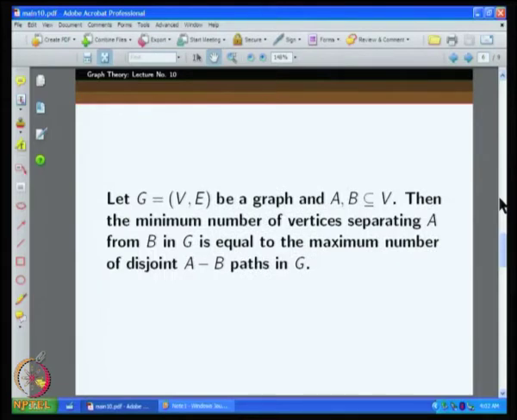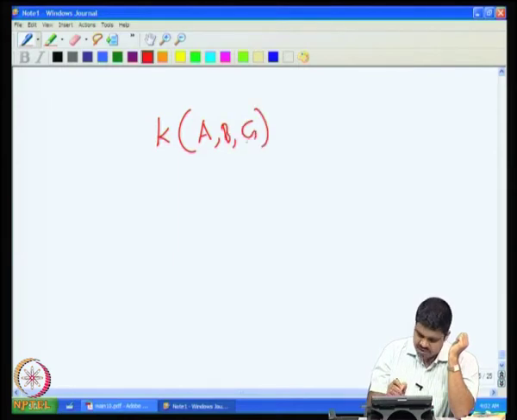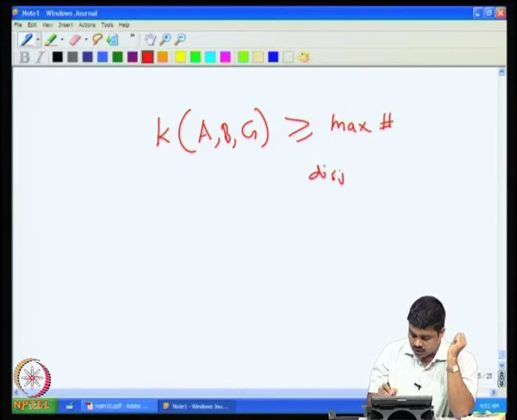Let G equal to (V, E) be a graph and A, B be subsets of V. Then the minimum number of vertices separating A from B in G is equal to the maximum number of disjoint AB paths in G. To prove this, we first observe that the minimum number of vertices to be separated has to be always greater than or equal to the maximum number of disjoint AB paths.